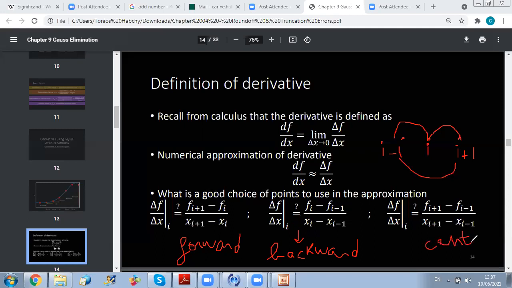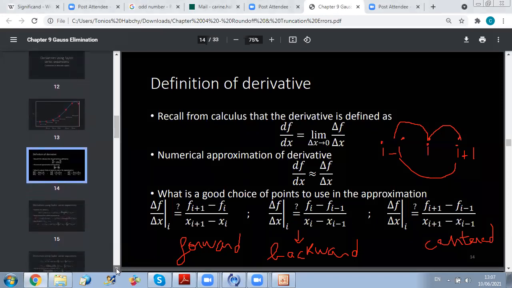We will see together that these expressions are derived from Taylor series expansion. Last time we just introduced them, but we didn't mention how we got these expressions. We will see here how we come up with these expressions of derivatives.